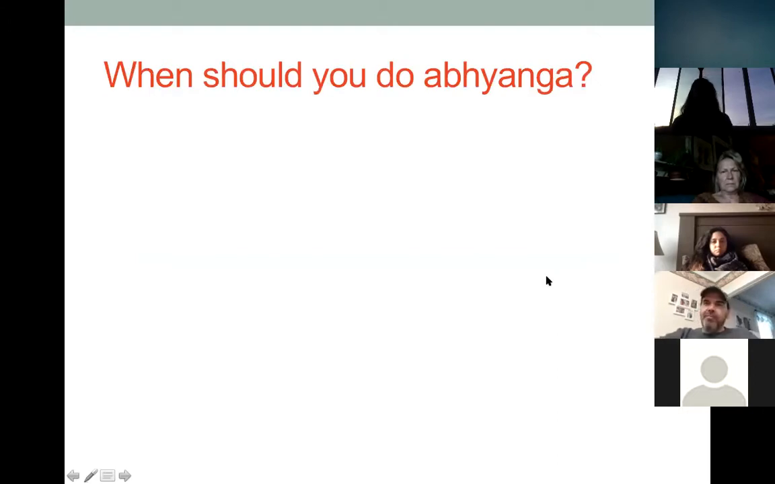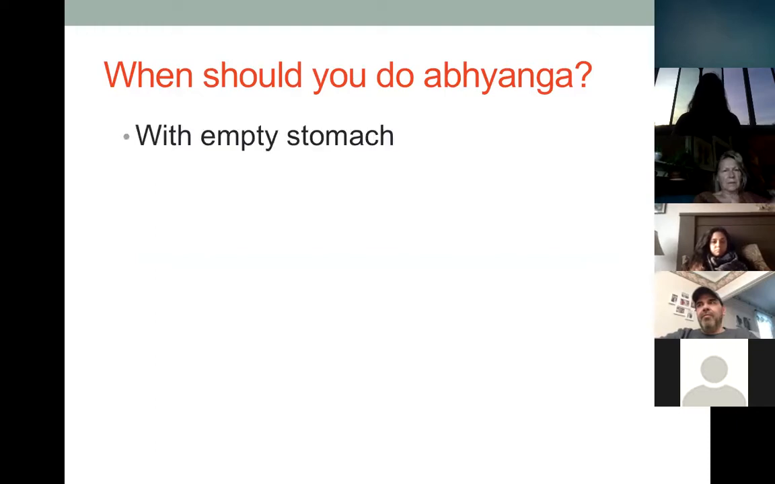So we're going to go a little more into the practical side. When should you do Abhyanga? So we know Abhyanga is the oil massage. We haven't talked about what oils, which we'll get into, but a few important things to note: with an empty stomach. So tonight might be an exception. It's right after dinner time. We're not going to be doing full body oiling anyways. We're just going to be doing some oiling on our feet.